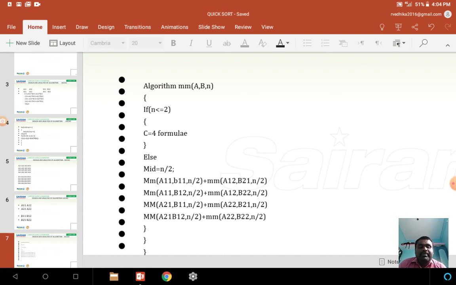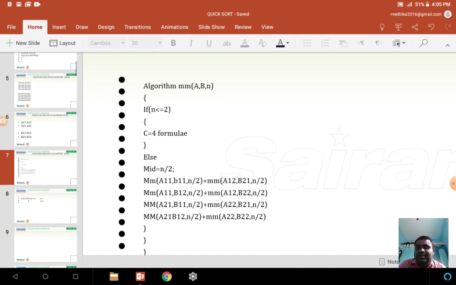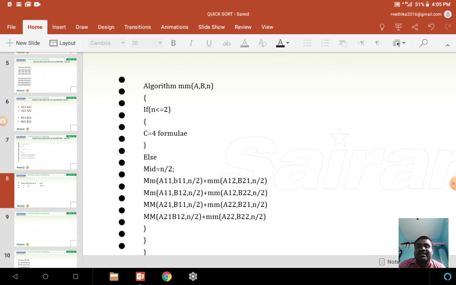So it will be written as log 8 to the base 2. Log 8 to the base 2 means 8 will be written as 2 cube. So 3 into log 2 to the base 2. The result will be 3. So this is the concept of Strassen's matrix multiplication.